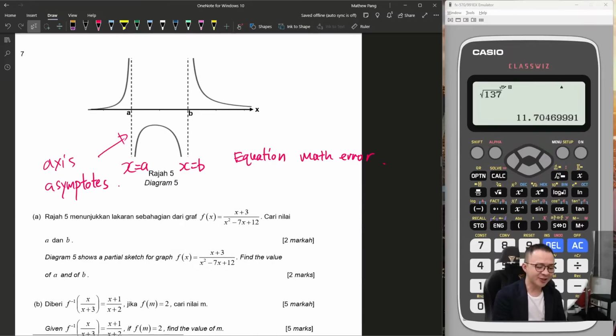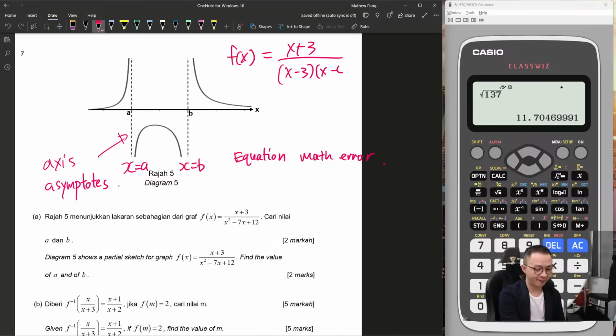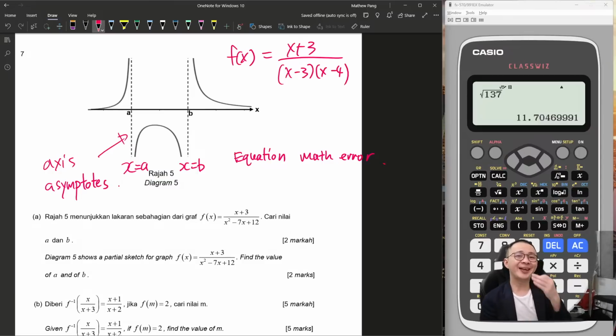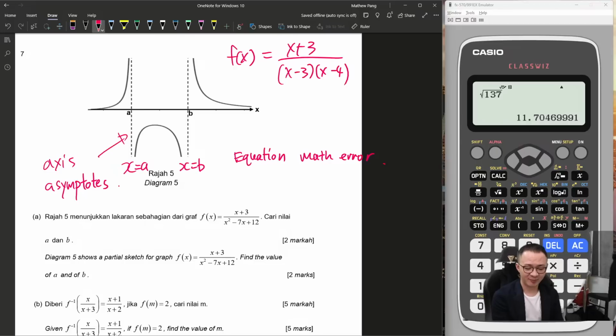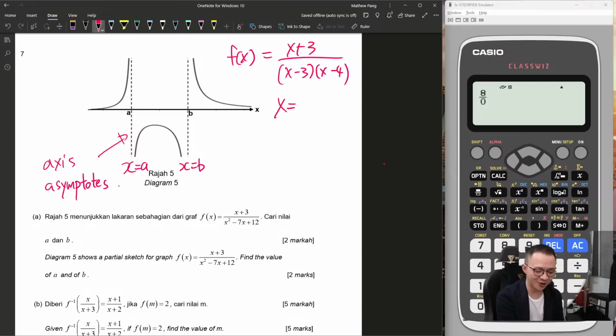So let's go back to the f(x) equation. How do I get a math error? I try to factorize the denominator. I can do something like (x minus 3)(x minus 4), right? We know any fraction cannot be divided by 0, isn't it? Because any number, if I divide it by 0, I get a math error. So in order to get the asymptotes, I want to find a way to make a math error.